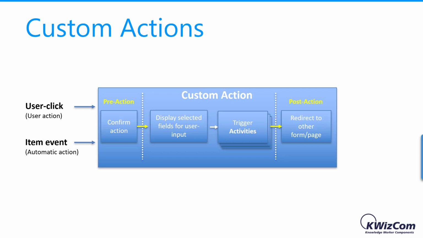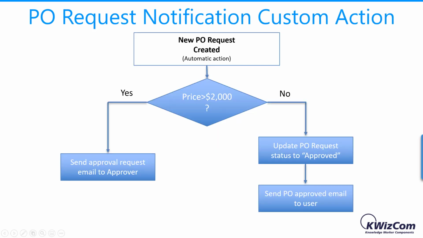There are automatic actions, which are triggered by an item event: when an item is added, updated or deleted. And there are user actions, which are triggered manually by a user clicking on a custom button. In previous videos, we implemented both types.